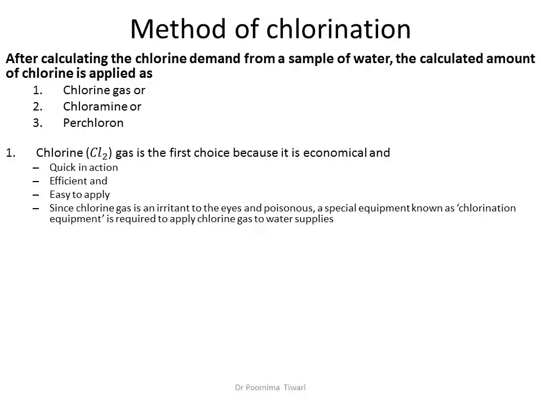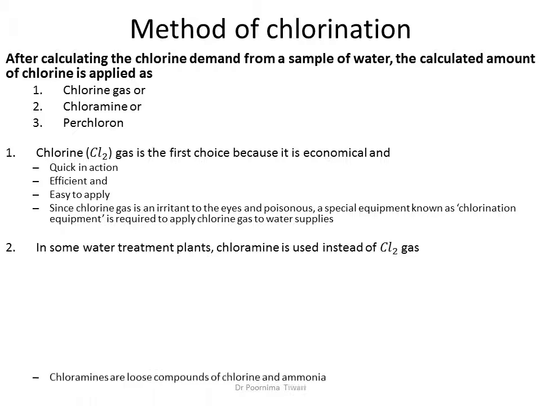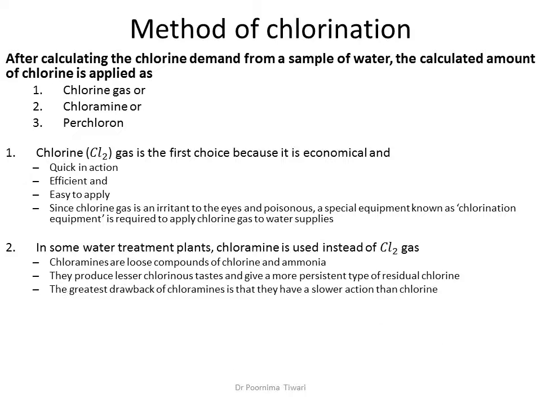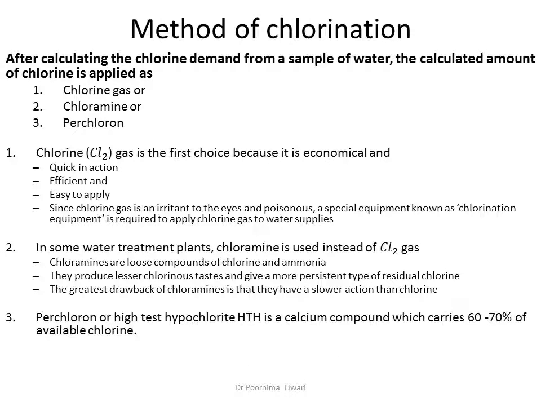A special equipment known as chlorination equipment is required and the dosage of chlorine gas to be applied to water is calculated. In some water treatment plants, chloramine is used instead of chlorine gas. What is chloramine? Chloramines are loose compounds of chlorine and ammonia. Chloramines produce less chlorinous taste and give more persistent type of residual chlorine. But their greatest drawback is that they have a slower action than chlorine gas. Perchloron or high test hypochlorite is a calcium compound which has 60 to 70% of chlorine, which is released when added to water.